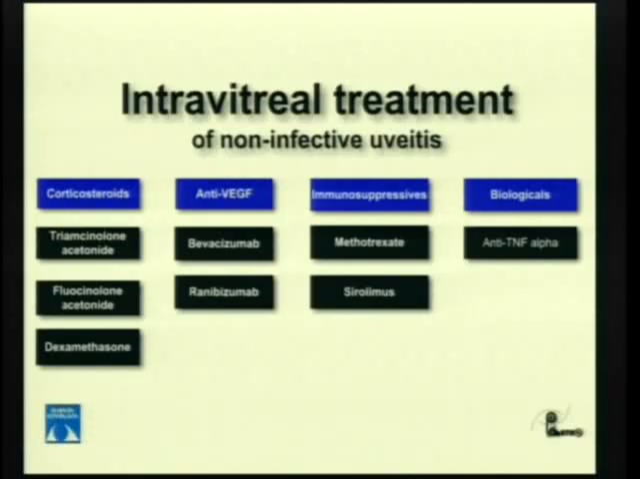Now, intravitreal treatment is very important. It's becoming very popular nowadays. A lot of corticosteroids are used, which we'll discuss in the next slide. The anti-VEGF agents bevacizumab and ranibizumab have been used successfully for the treatment of inflammatory CNVM and, in some cases, cystoid macular edema. Among immunosuppressives, methotrexate has been tried, and a sirolimus trial is going on in various centers. And etanercept, an anti-TNF alpha agent, has been tried as intravitreal treatment.